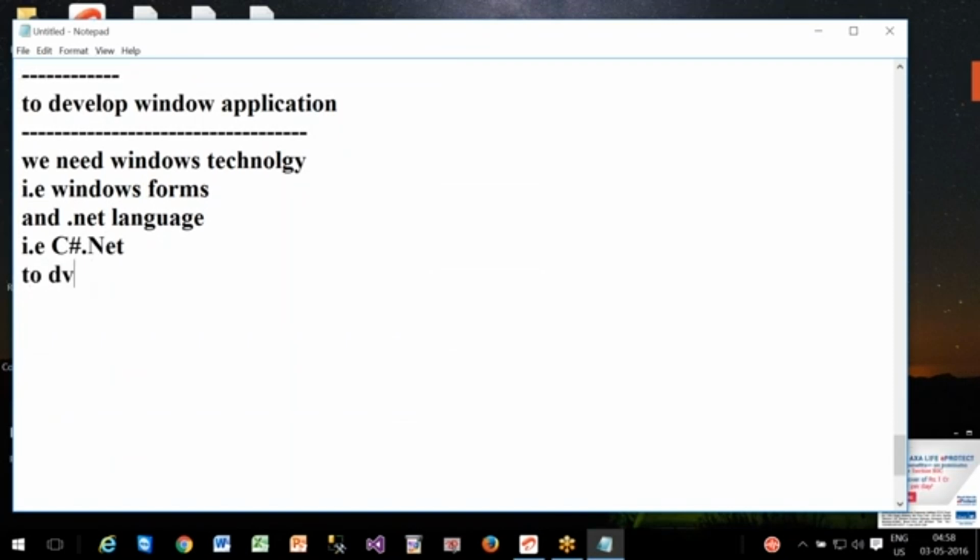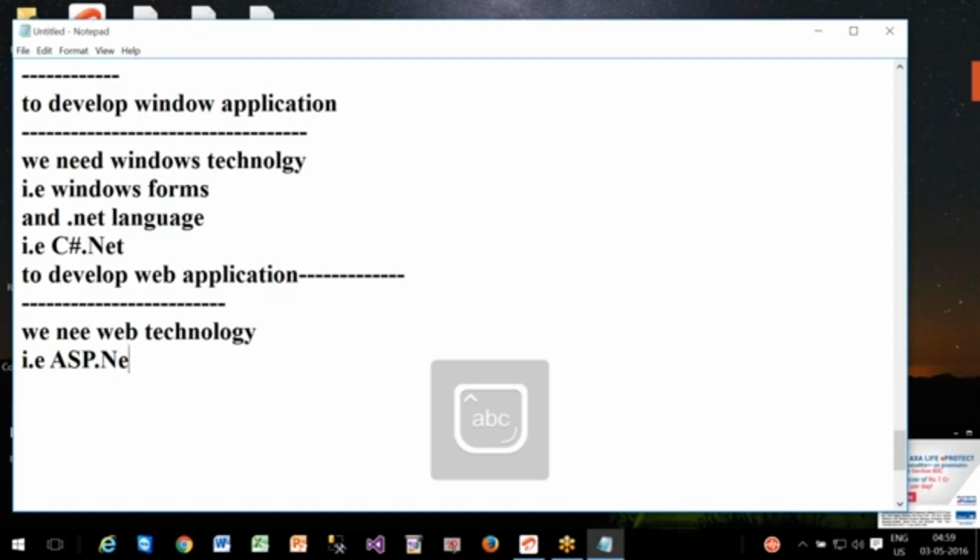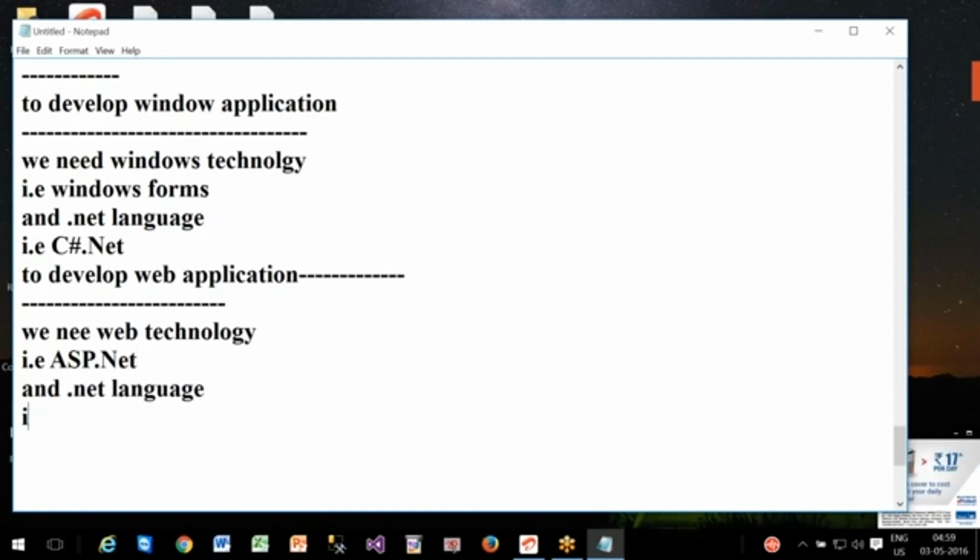To develop a web application, we need web technology, that is ASP.NET, and a .NET language, that is C#.NET.